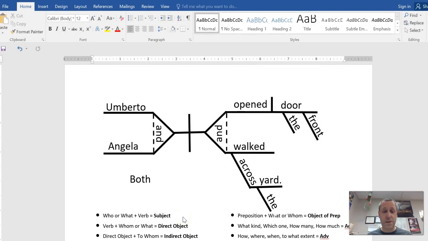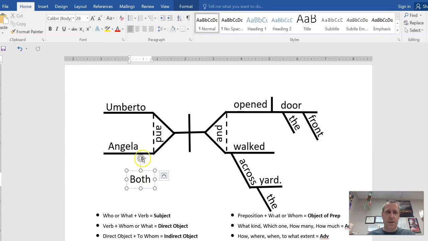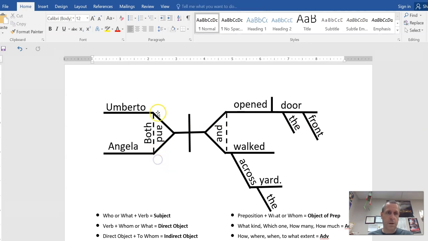I am back. One more thing I almost forgot. What if you had a correlative conjunction? That's when you have something like both and or either or. So if I had both Umberto and Angela opened the front door and walked across the yard, what do I do with the both? And it's really easy. All you got to do is put it on the other side of your regular conjunction. So I have and over here, I have both on this side. Both and. There you go.